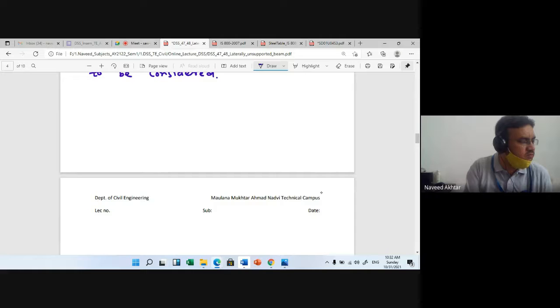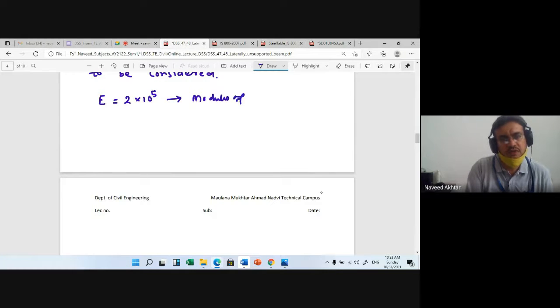Now you can find out the MCR. There are many terms in MCR. You have to find out E. You know, E is 2 into 10 raised to 5, that is the elastic modulus or modulus of elasticity for steel. In IS code page number 12 it is given.